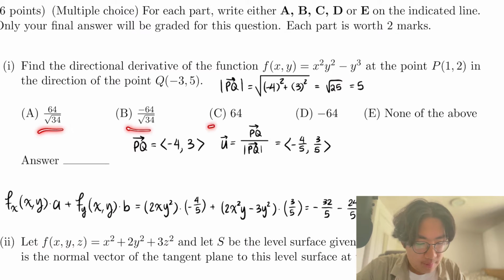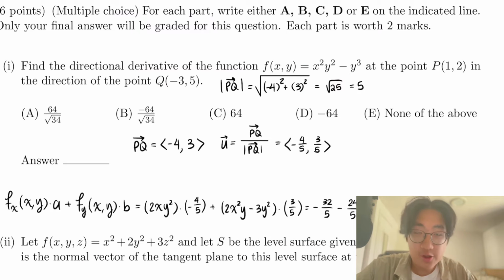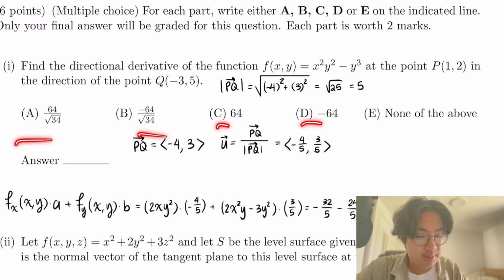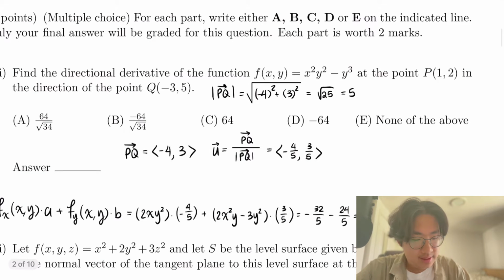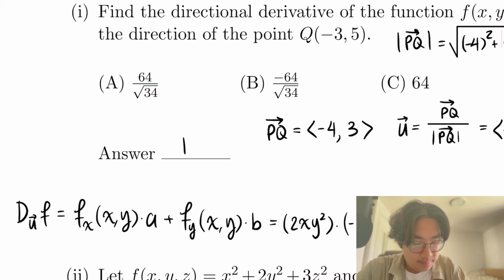I don't have these off the top of my head, but some of these you can likely get if you accidentally either use the incorrect point or if you compute the directional derivative incorrectly. You can get either of these options, but in this case, this is the precise directional derivative at that point, so we know it has to be none of the above in this case. So we'll write E here.